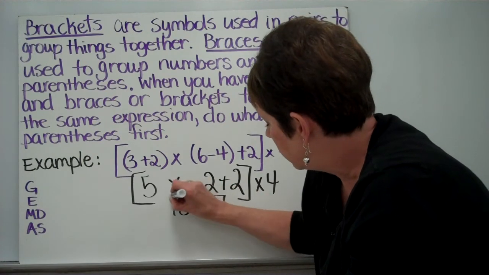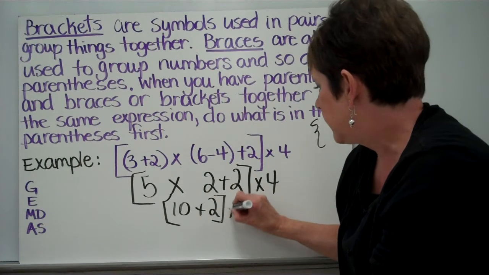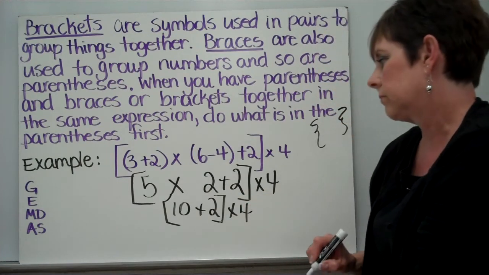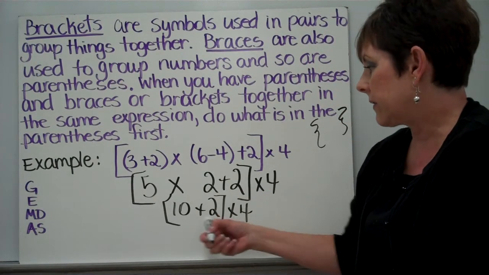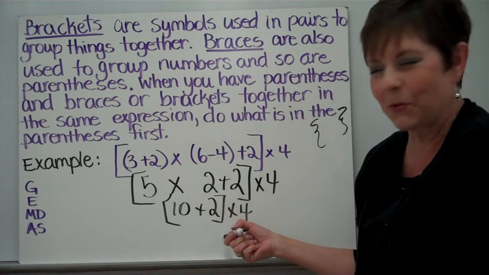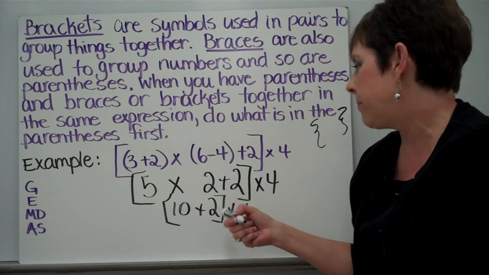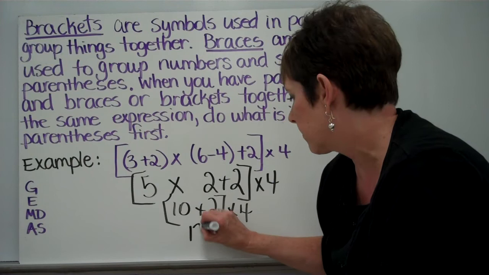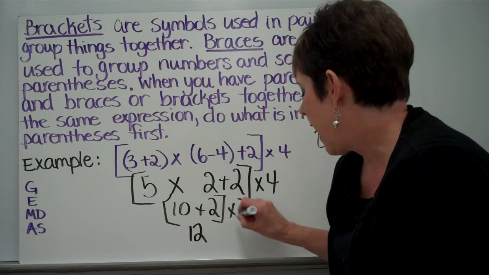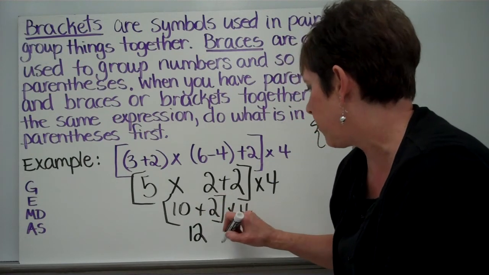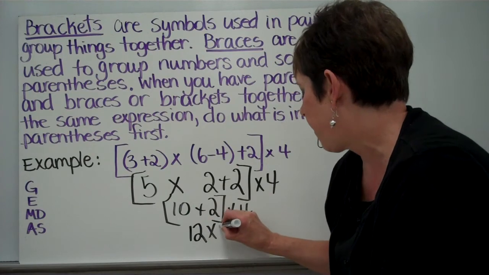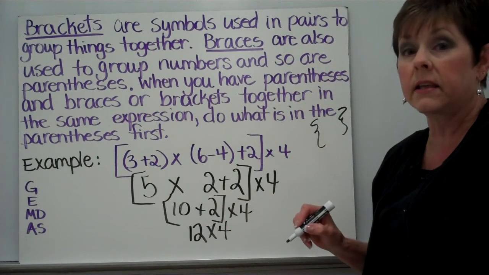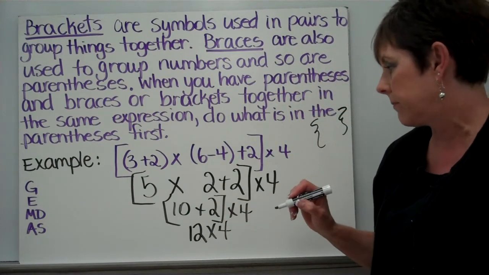Still in brackets, times 4. All right, next, I still have to do what's in these grouping symbols. 10 plus 2 is 12. All right, and now we've done all that, and we add the times 4 here because we haven't done that yet, and we don't want to forget to do it.